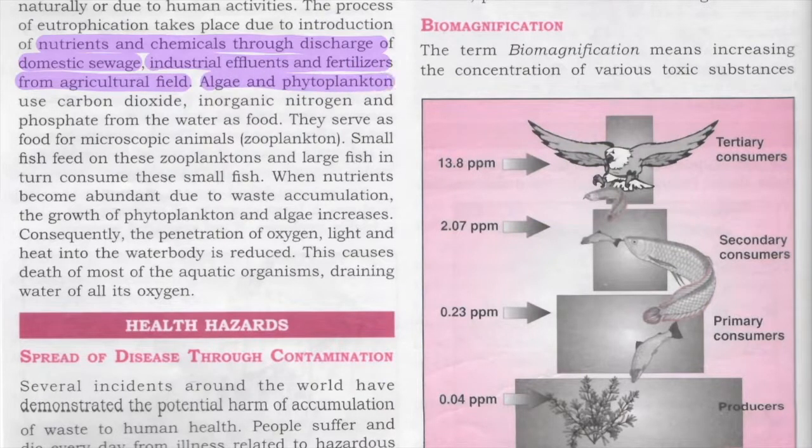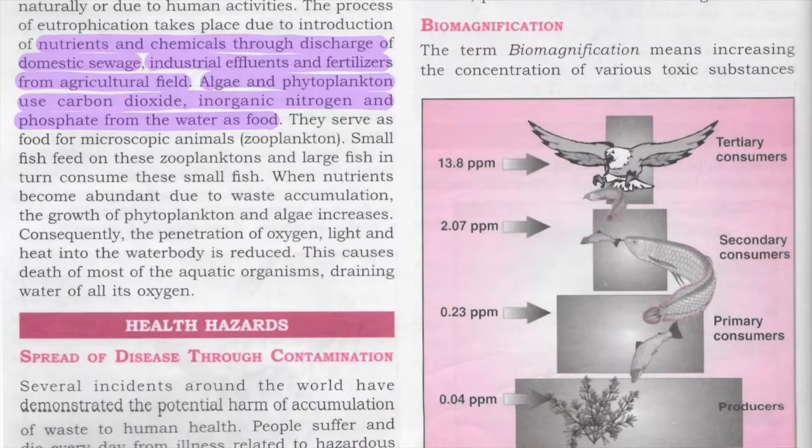Algae and phytoplankton use carbon dioxide, inorganic nitrogen and phosphate from the water as food. They serve as food for small microscopic animals called zooplankton. Small fish feed on zooplankton, and large fish in turn consume small fish.